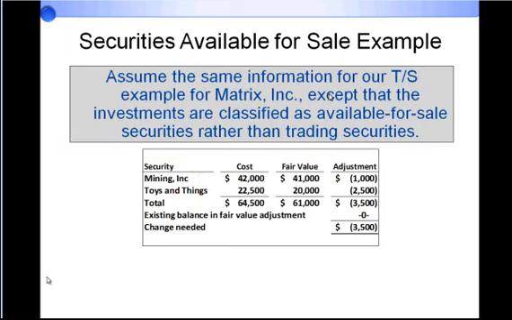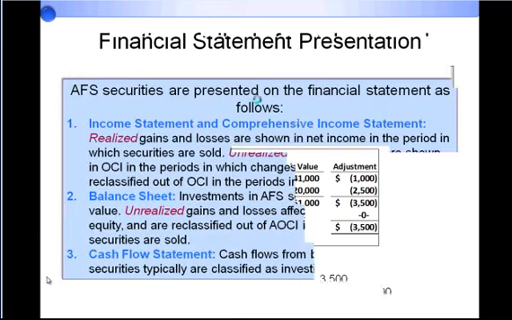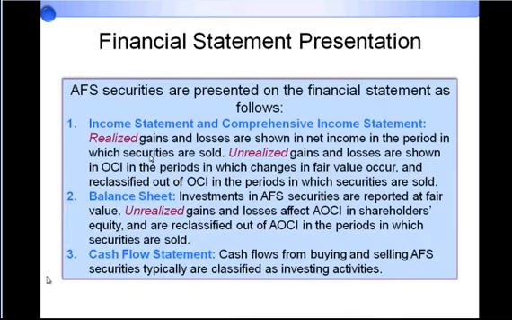So let's take a look at a similar example where we're going to sell these particular available for sale securities. Same dollar amounts for everything. The only difference is now the net unrealized holding gains or losses don't go to the income statement. Remember before it said IS? Now they're going to other comprehensive income instead, which is in the supplemental portion of the income statement. We still have our fair value adjustment on the balance sheet, $3,500.